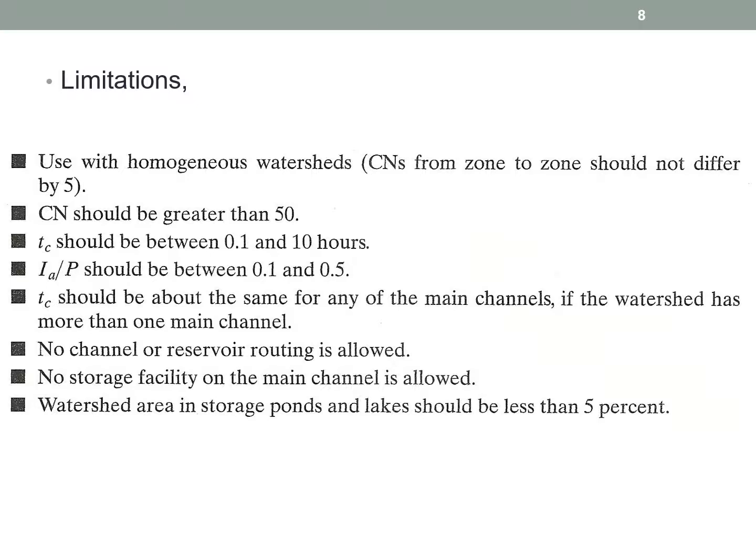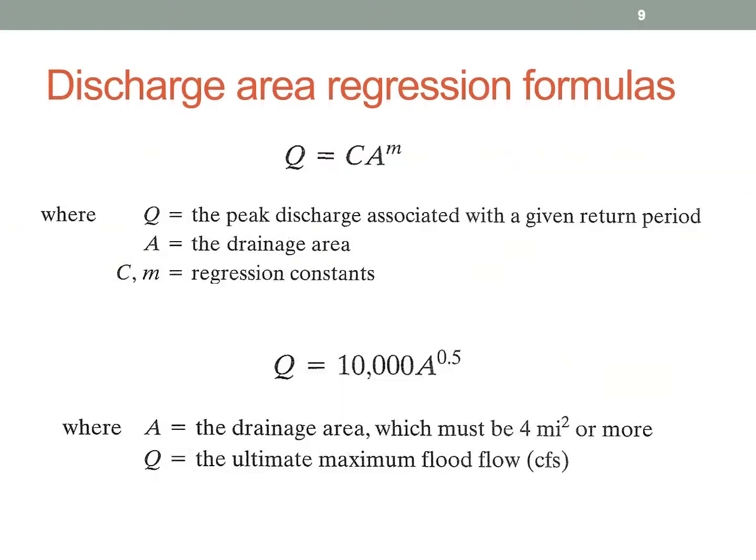Use homogeneous watersheds. Curve numbers from zone to zone should not differ by 5. Curve number should be greater than 50. Time of concentration, or TC, should be between 0.1 and 10 hours. Ia over P should be between 0.1 and 0.5. TC, time of concentration, should be about the same for any of the main channels if the watershed has more than one main channel. No channel or reservoir routing is allowed, and no storage facility on the main channel is allowed. Watershed area in storage ponds and lakes should be less than 5%. These are limitations on using this method.